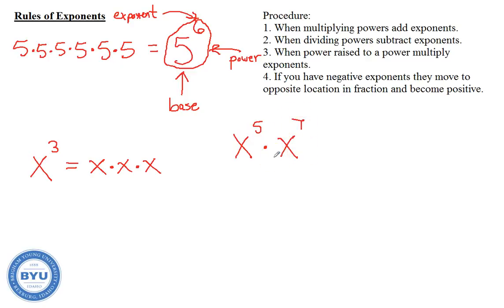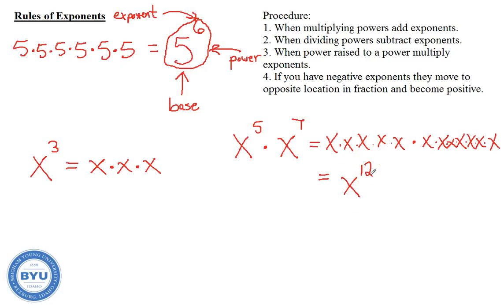Now you could write these all out, but again, the whole purpose is if we write them all out, we're going to have writer's cramp. I'd have to write 5 x's, x times x times x times x times x, and then times that by 7 x's. 1, 2, 3, 4, 5, 6, 7. You can see that if you have to write all of these out, it could get really annoying. We would then count up all the x's. 1, 2, 3, 4, 5, 6, 7, 8, 9, 10, 11, 12. And we get x to the 12th power.